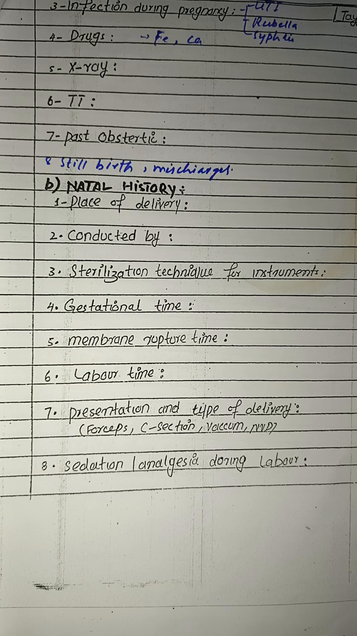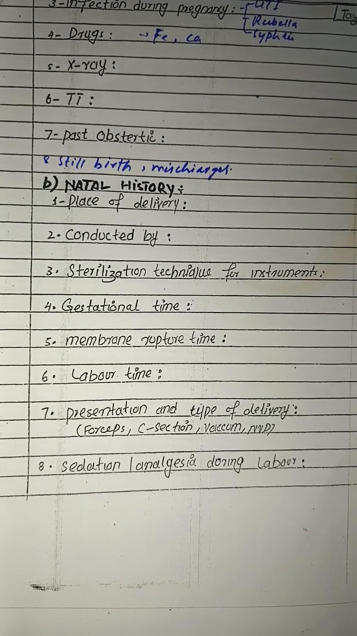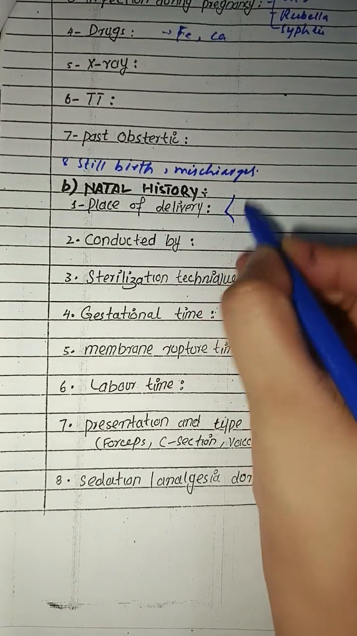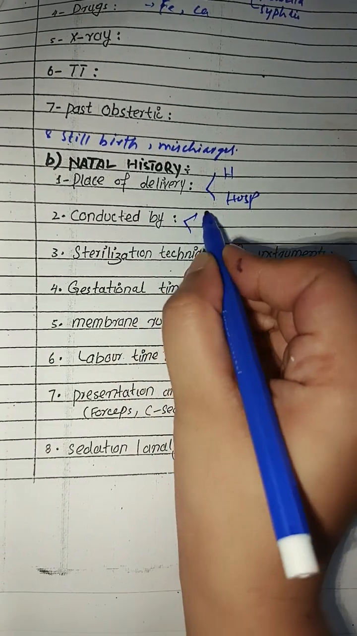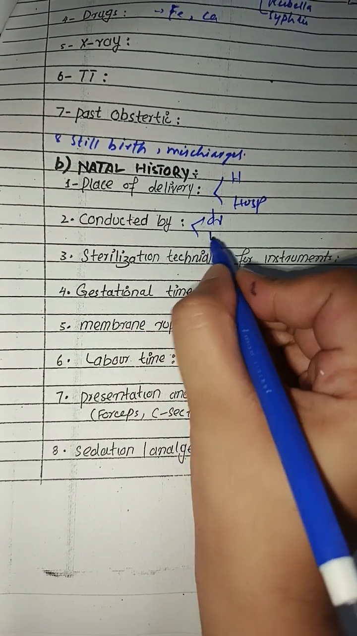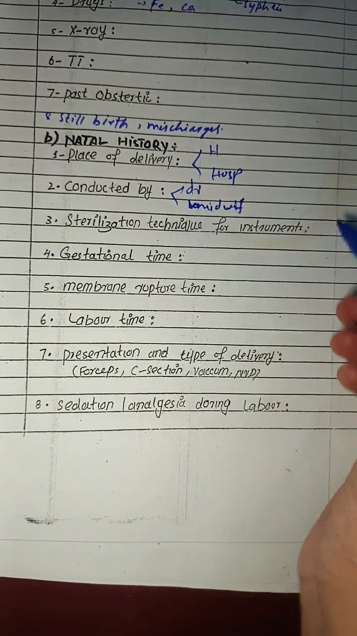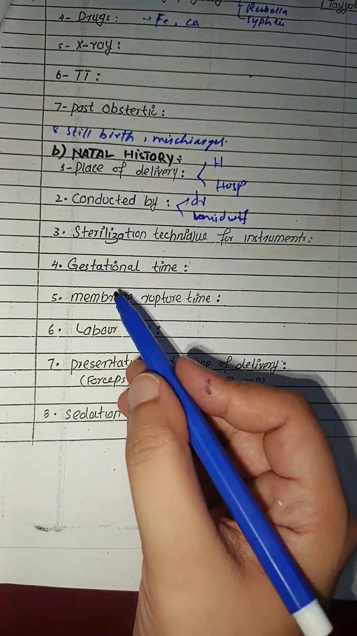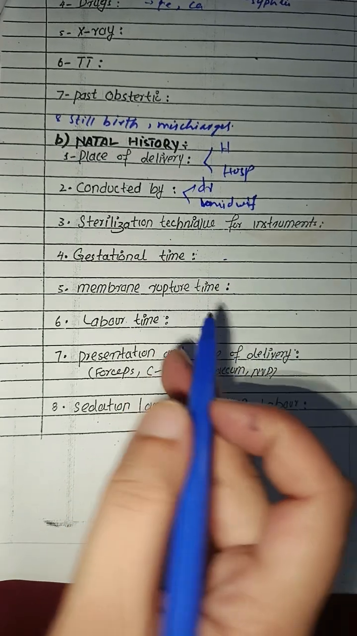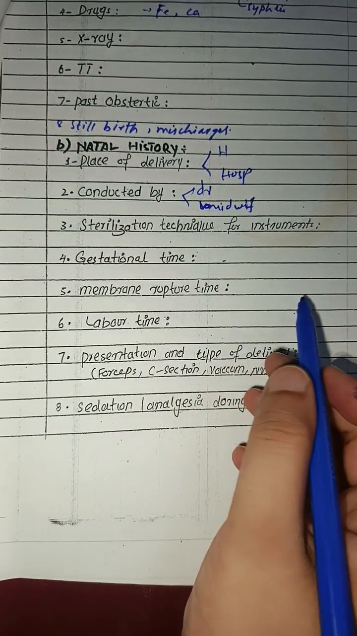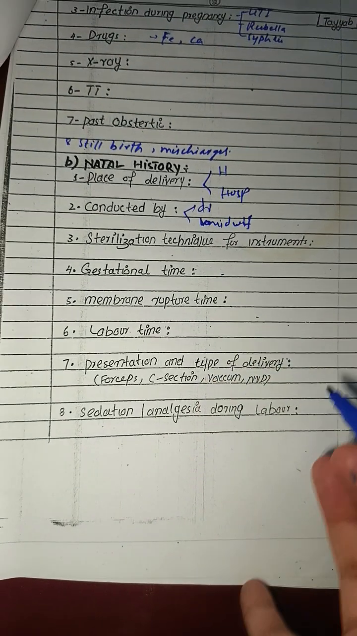And in the natal history, we have to ask about the place of delivery, where the delivery has been conducted, in the hospital or in the home. Place, home or hospital. Either conducted by a doctor, a trained health visitor, or by a midwife. Sterilization techniques used for instruments or not. Gestational time, either the pregnancy was term, preterm or post-term. Rupture of membrane, either premature rupture of membrane or post mature rupture of membrane.